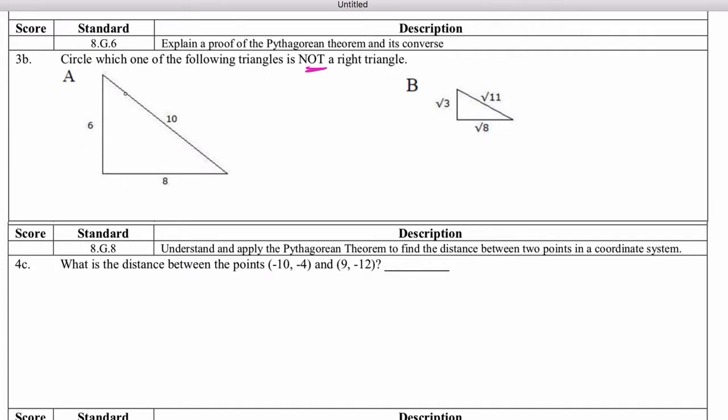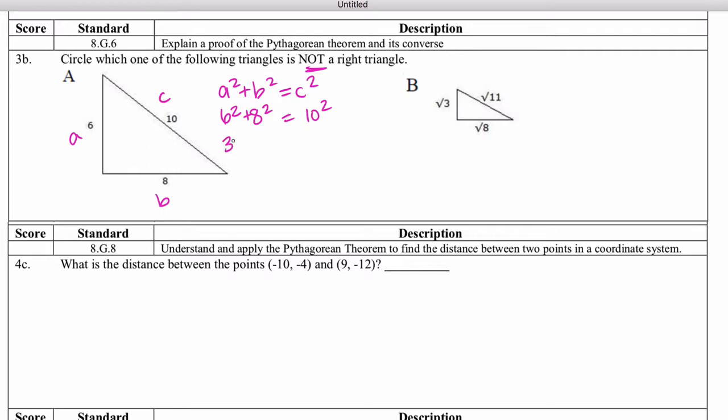So we need to know, is this a right triangle? In order to figure that out, we don't have a right angle given, but I do know that if a squared plus b squared equals c squared, this must be a right triangle. Now, this is the longest side, so it must be c. It doesn't matter which one is a, which one's b, so we'll just say 6 and 8. Is this true? 6 squared plus 8 squared equals 10 squared. If that is true, this must be a right triangle. If it's not true, this is not a right triangle. It's another kind of triangle.